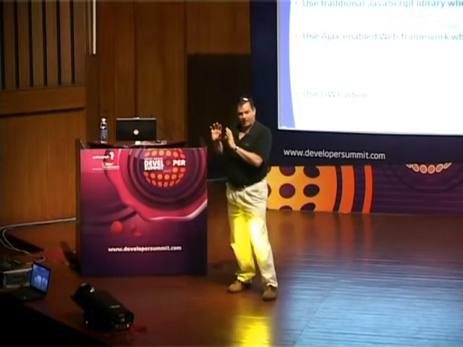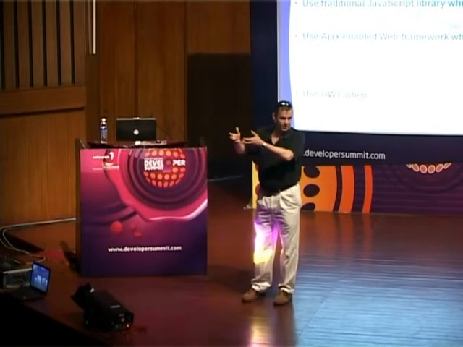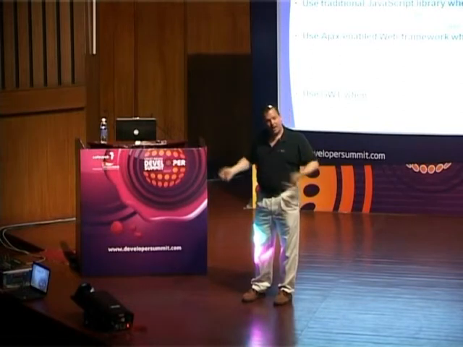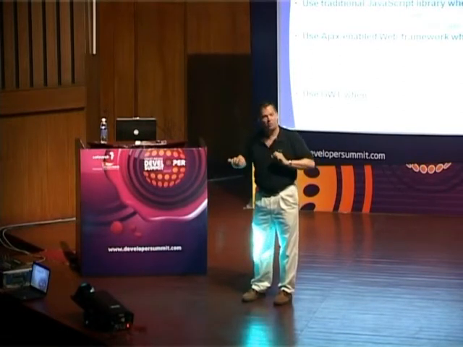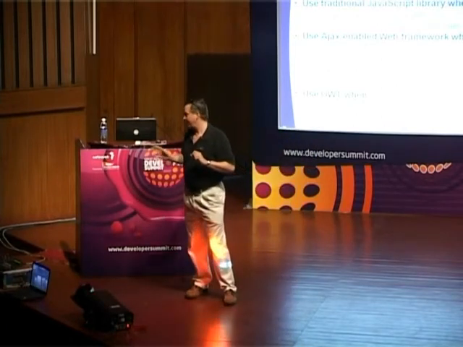But there's also a category of applications where you want to automatically get updates, like in Gmail. Sometimes they call this Comet or reverse Ajax, where you want to do a server push, and it's polling behind the scenes. And then that kind of application is more difficult.